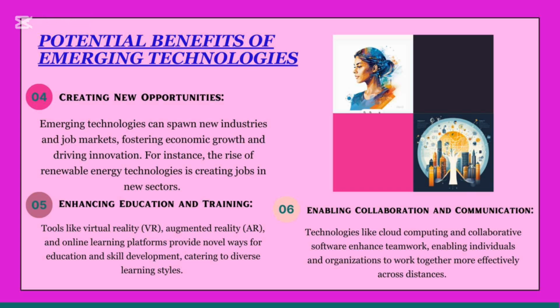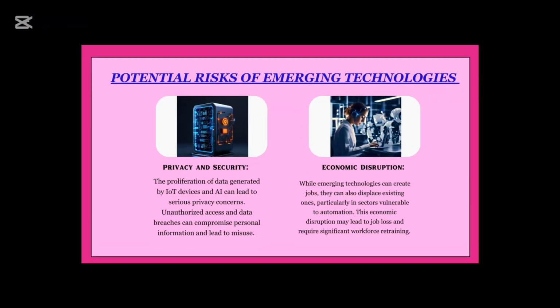6. Enabling collaboration and communication. Technologies like cloud computing and collaboration tools help individuals and teams work together seamlessly, no matter where they are. These tools improve efficiency in the workplace by allowing real-time collaboration across different locations.